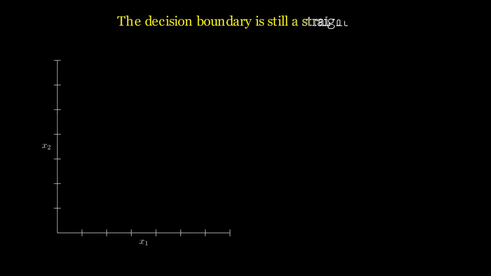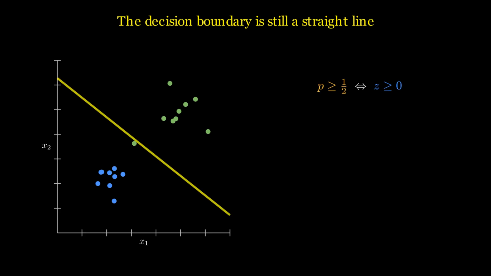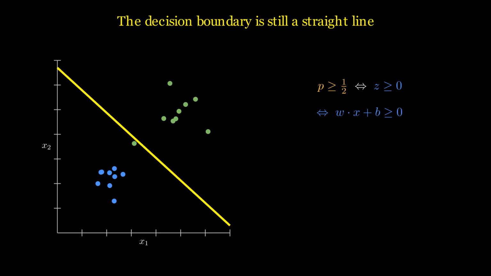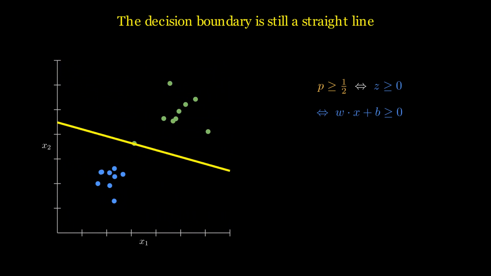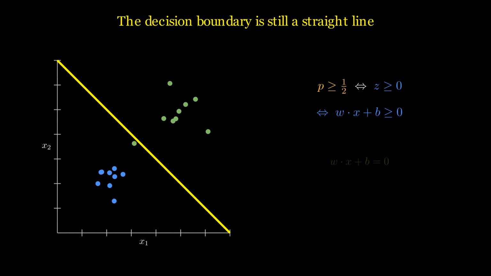Here's the part that surprises people. To actually decide yes or no, we threshold the probability at 1/2. But look, the sigmoid crosses 1/2 exactly when its input z is 0. So predicting yes whenever p is at least 1/2 is identical to predicting yes whenever the linear score wx plus b is at least 0. And wx plus b equals 0 is just a straight line.